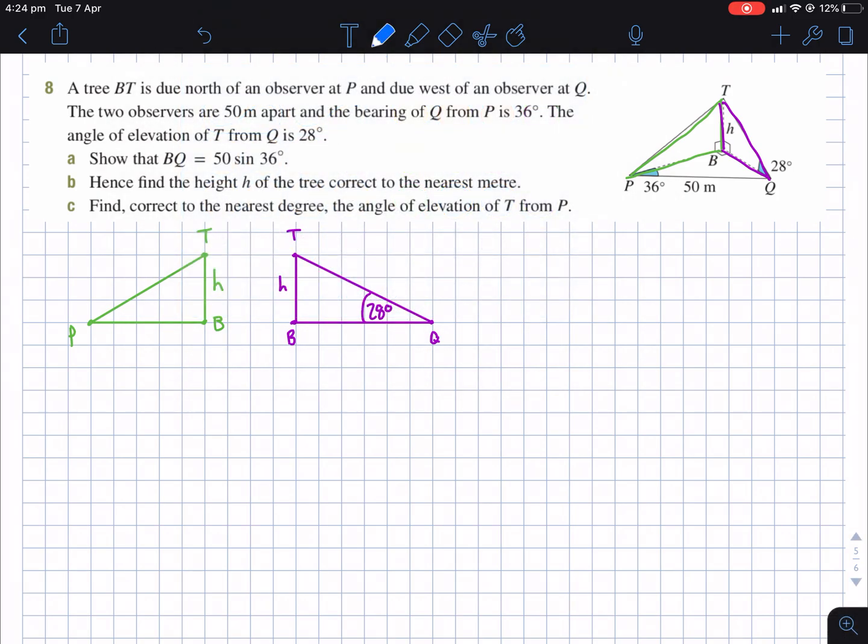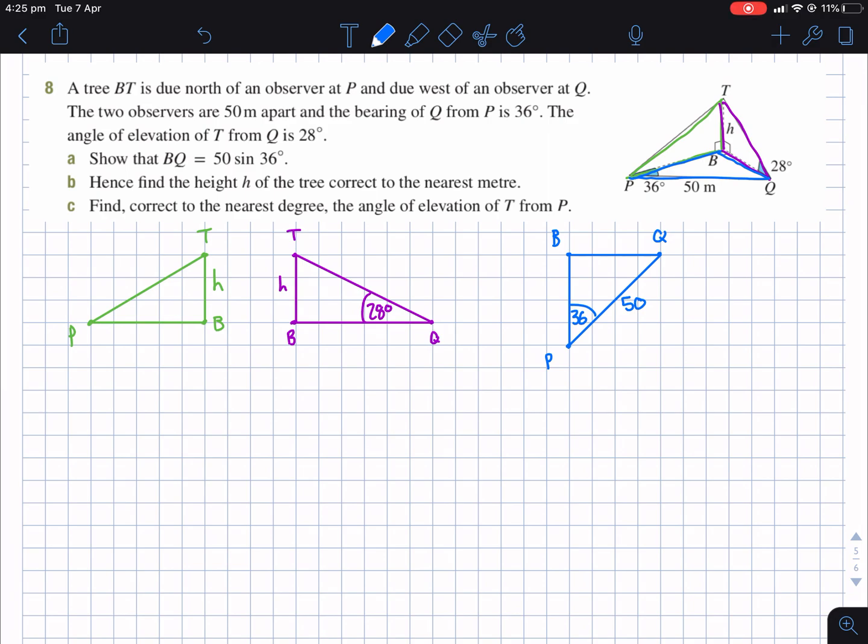And then we've got the triangle along the bottom, P to B to Q. So this one's kind of looking like it's a bird's eye view. So I'm going to have B, it goes across to Q, and from B it goes down to P. And this angle is 36, and they've told us that this length is 50.